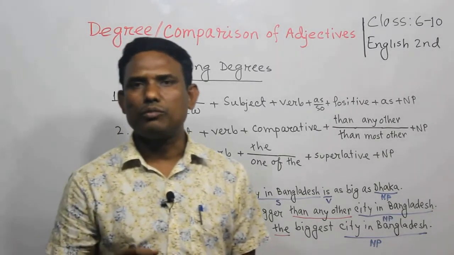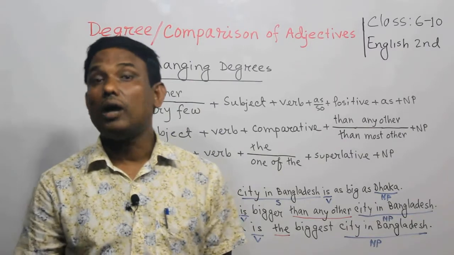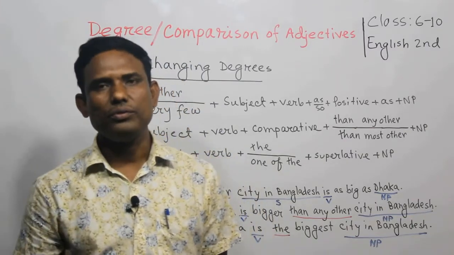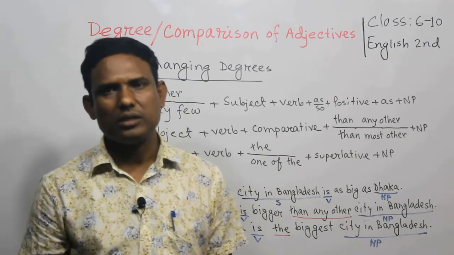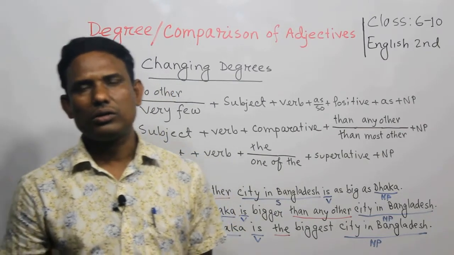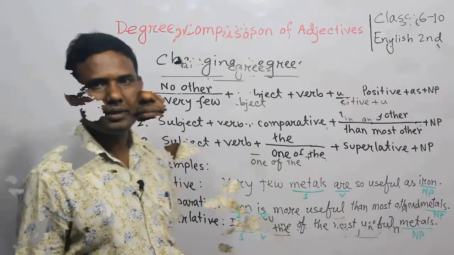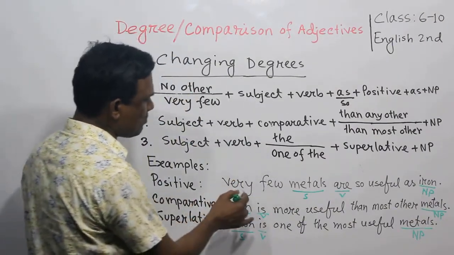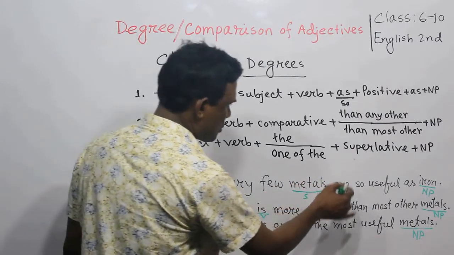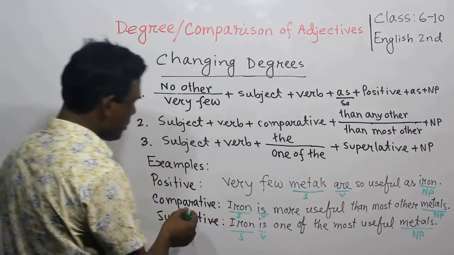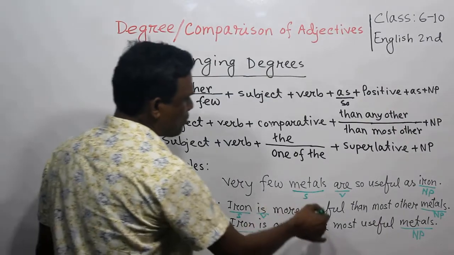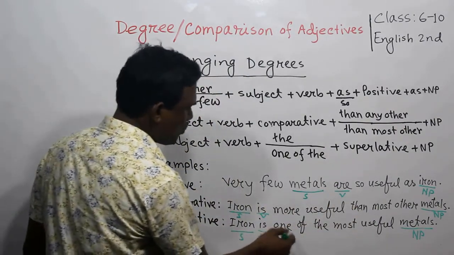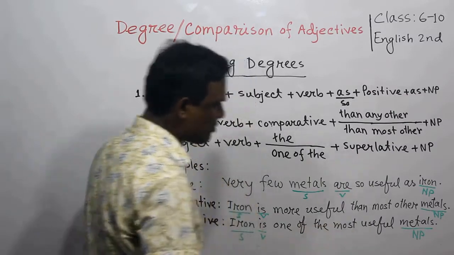Now I am going to tell you how you can change degrees when you find very few, than most other, or one of the. Dear students, you can see positive: Very few metals are so useful as iron. Comparative: iron is more useful than most other metals. Superlative: iron is one of the most useful metals.